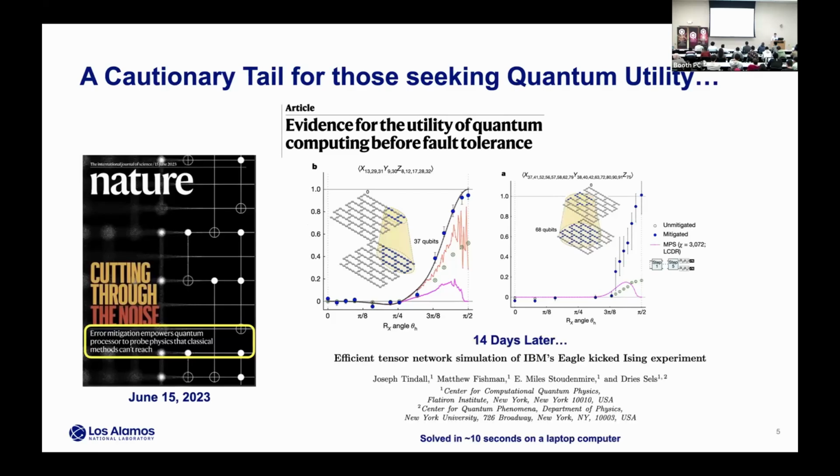However, 14 days after this paper became public, there was an arXiv paper, Efficient Tensor Network Simulation of IBM's Eagle Kicked Ising Experiment, which showed that at least some subset of these computations can be done in 10 seconds on a laptop computer. So you've got to be really careful if you're going to make these claims of utility and usefulness, that we really need a quantum computer to do something.